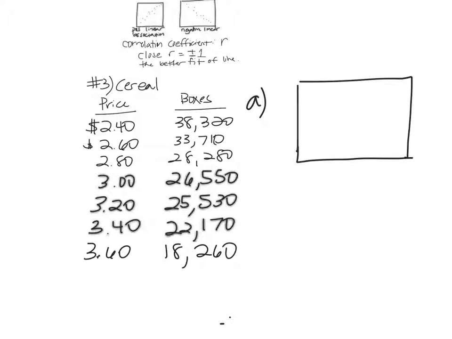Okay, so for L1, I'm going to type in the prices of the cereal. So $2.40, enter, so on and so forth, all right? So do that with me. Okay. And then arrow over to L2, and then enter all of those numbers. They're pretty big. We don't have that many, though.